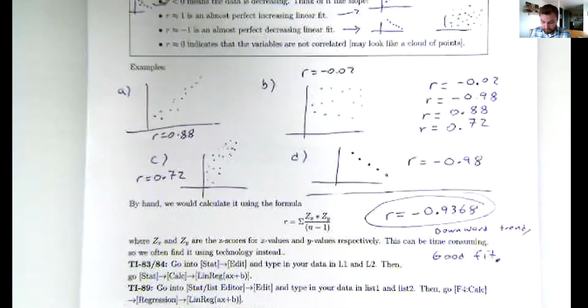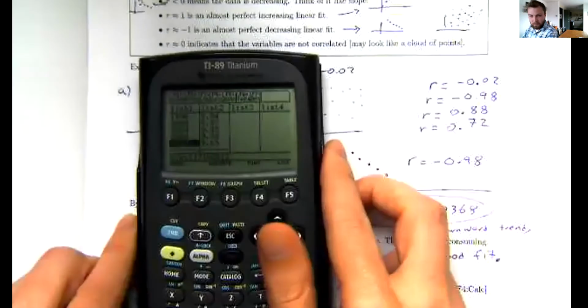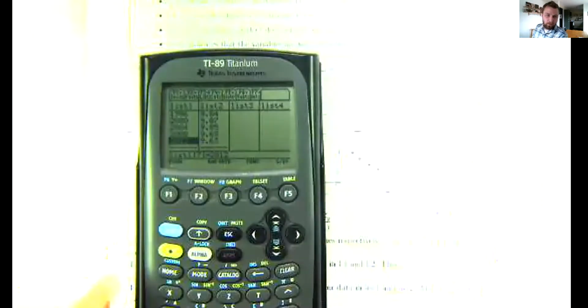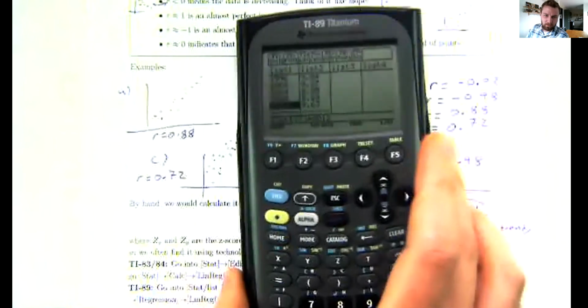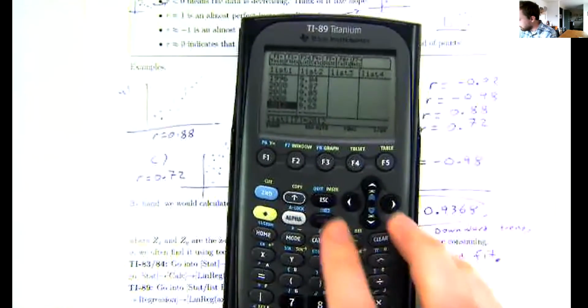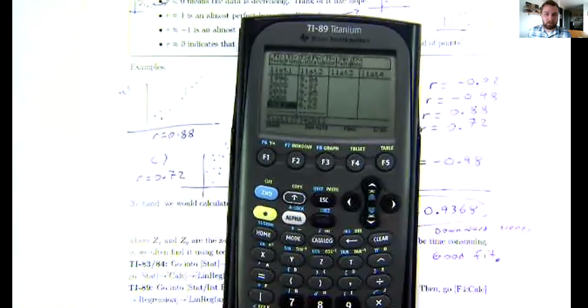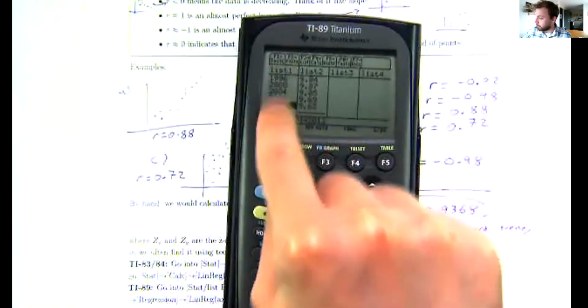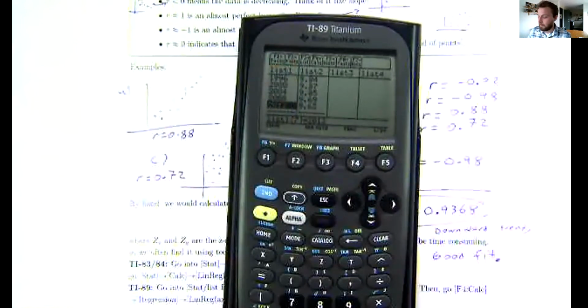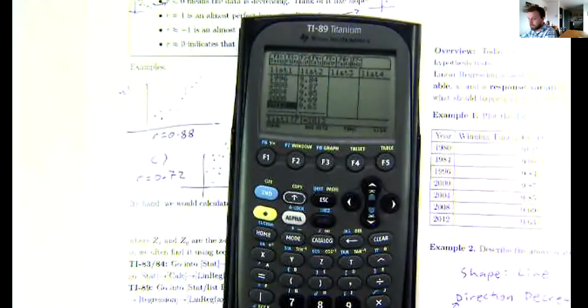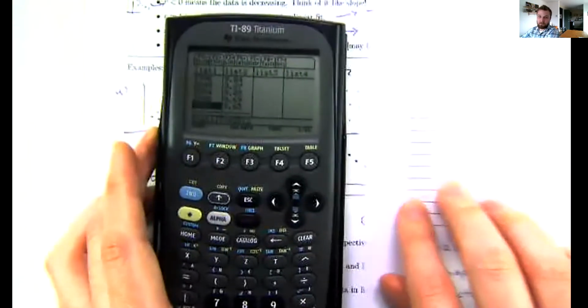In order to find this using a calculator instead, in the TI-89, go Apps and Stat List Editor, and then type in list 1 all of your X values, and in list 2 type in all of your Y values. And I'm doing this for that data that I had on the first page, the data for all of the years and winning times.